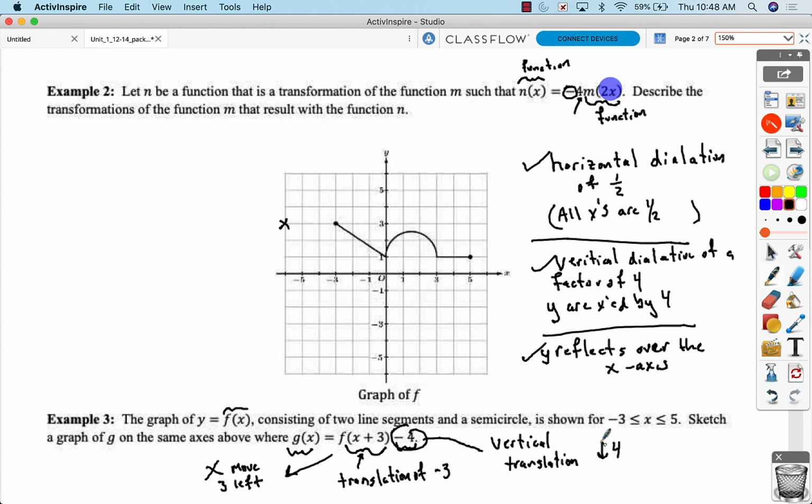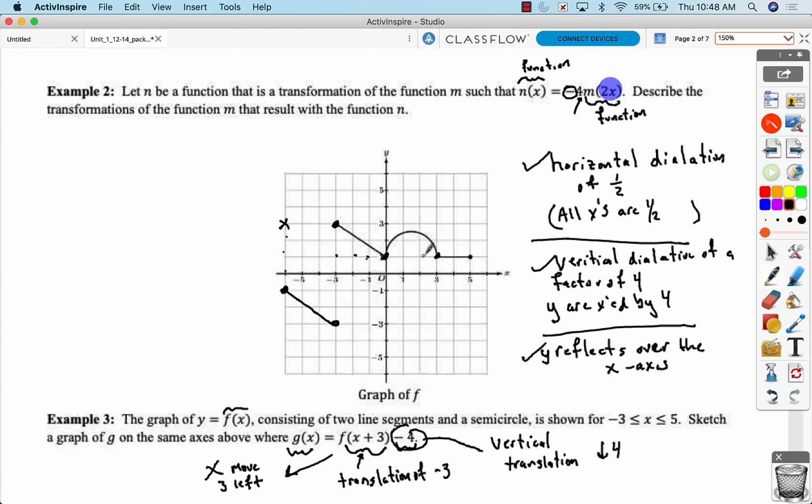Down 4. So now I go to that point, 1, 2, 3, 4. So that's the new point. Okay, that's this point right here. Now let's tackle this one. Over 3, 1, 2, 3. Everybody does the same thing. 3, 1, 2, 3, 1, 2, 3, 4. And then you just draw a line.